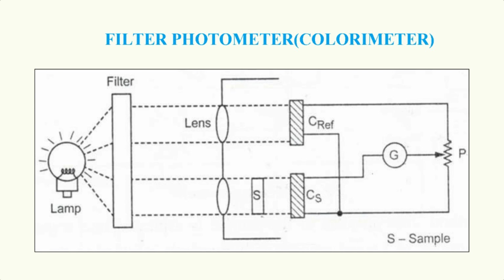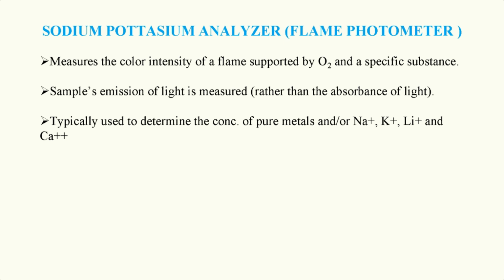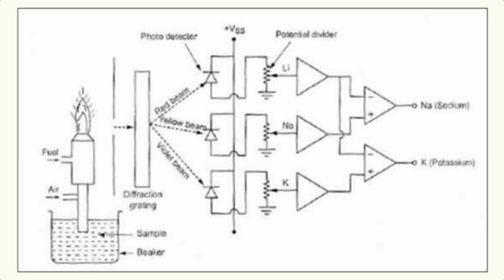And the third type of colorimeter we are going to discuss is the sodium potassium analyzer, which is nothing but the flame photometer. In this flame photometer we have a beaker. Inside the beaker there is a solution of substances, and some lithium, sodium and potassium ions are also mixed in this sample solution, and it is burnt in the form of flames. From the flames it is passed through a filter.